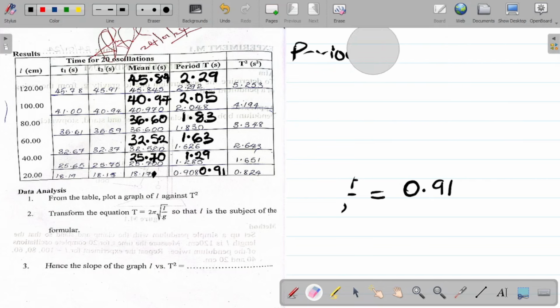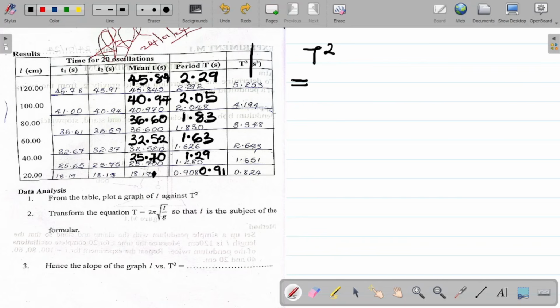So I think we're done with the period section. I'll take it off. Finally, we now have T squared. To fill this column, if you've not done that, just square each of the values of the period column. For the first one, I have 2.29, which I will square. So 2.29 all squared, also leaving your answer in 2dp, is about 5.24. So here becomes 5.24.